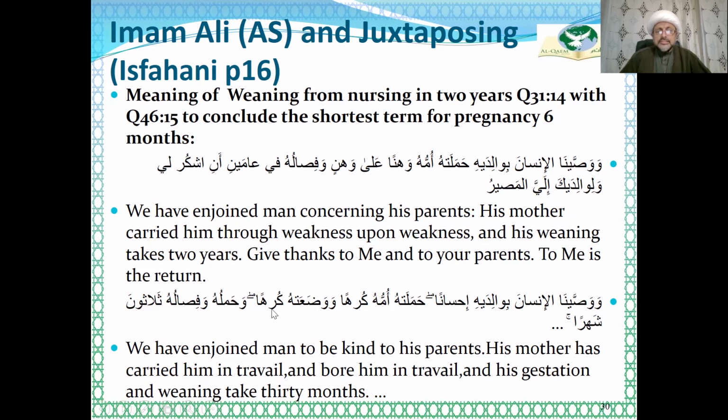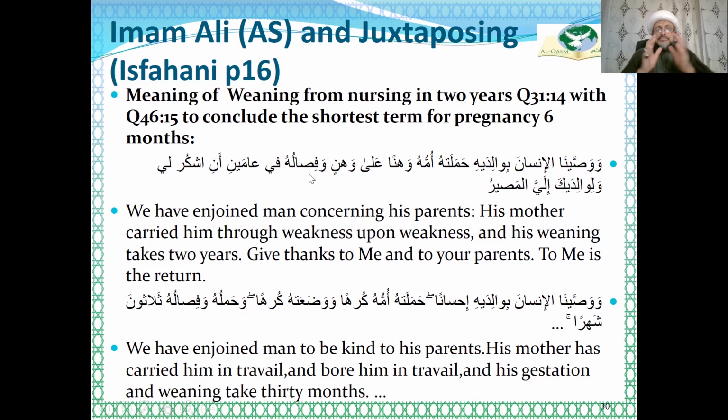A painful process. Here, Allah says, وَحَمْلُهُ وَفِصَالُهُ ثَلَاثُونَ شَهْرًا. The pregnancy and the nursing, feeding milk, is 30 months. So here we had 24 months of feeding, here 30 months of feeding and pregnancy. So take 24 months out, that means 6 months are left, and those months are the minimum time of pregnancy. See, Imam Ali uses mathematics, salamullah alayh, with these two ayat.